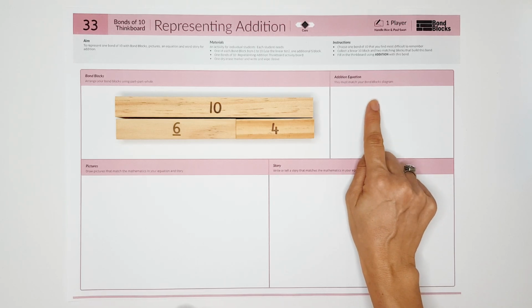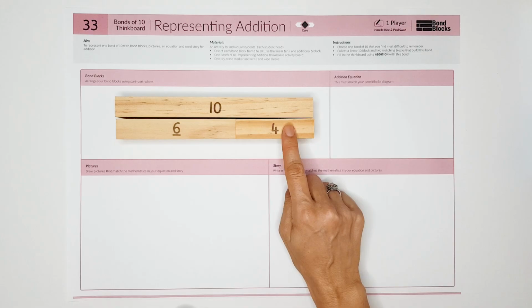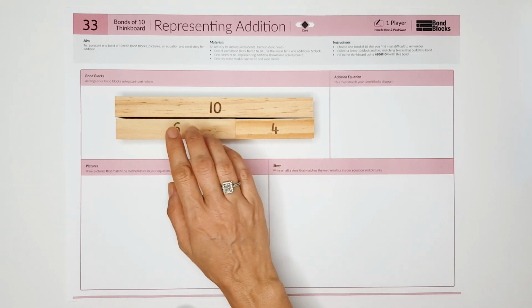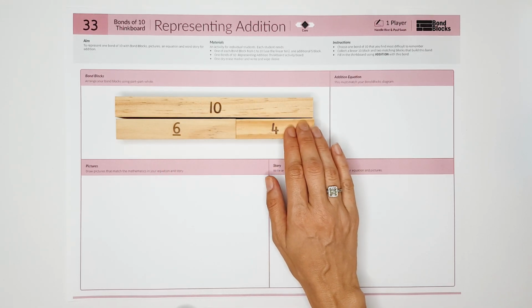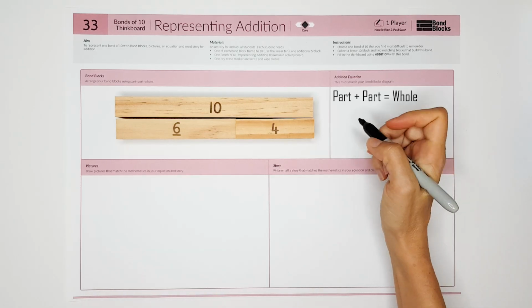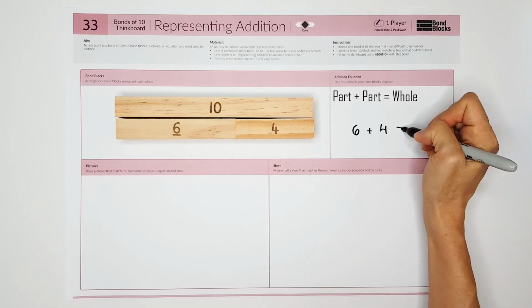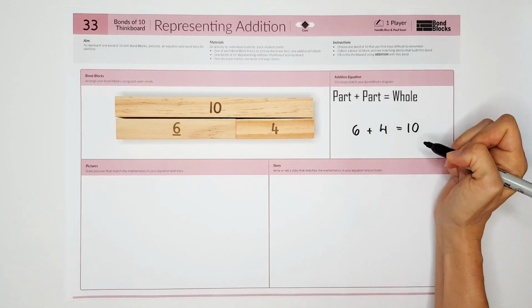When we represent the addition equation, we say part add part equals whole. 6 add 4 equals 10. I will write this. 6 add 4 equals 10.